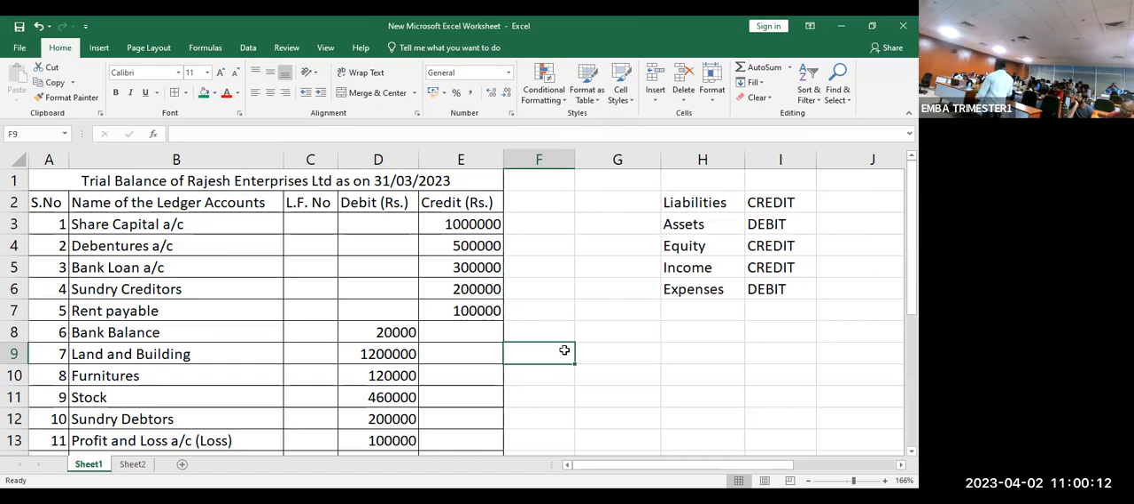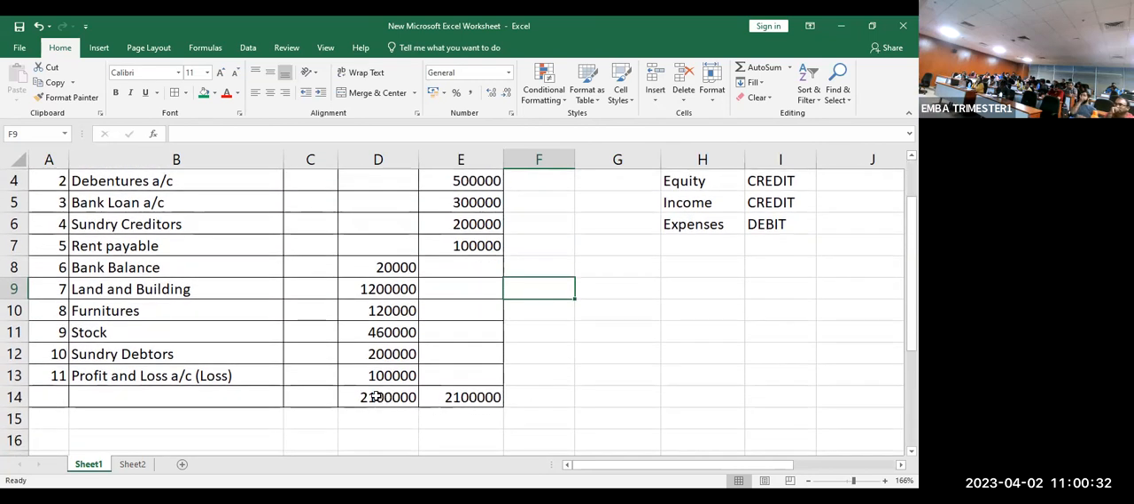Land and building, asset, debit side. Furniture, asset, debit side. Stock, asset, debit side. Sundry debtors, asset, debit side. Profit and loss account, within bracket loss is given, so it is debit side. Clear? So the total is, you have taken the total is 21 lakhs.